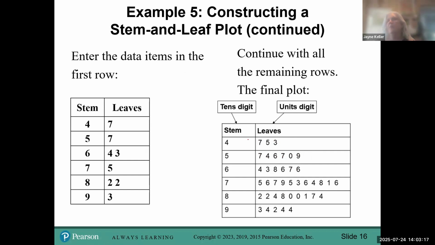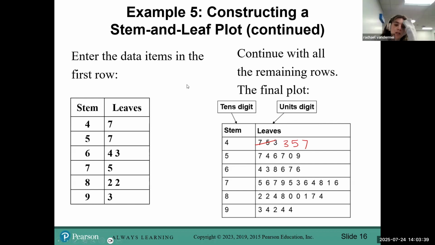And most of the time, we take this one step further and we rewrite this and put these in order. So instead of 4, 7, 5, 3, I would write this as 3, 5, 7. It just makes it a little bit neater, and I like it better when they're ordered, but they're not always. So sometimes people leave it this way.